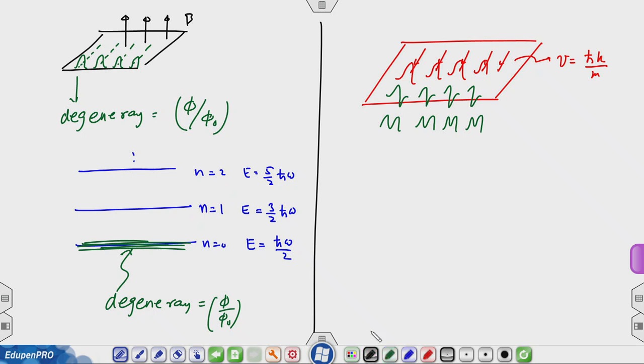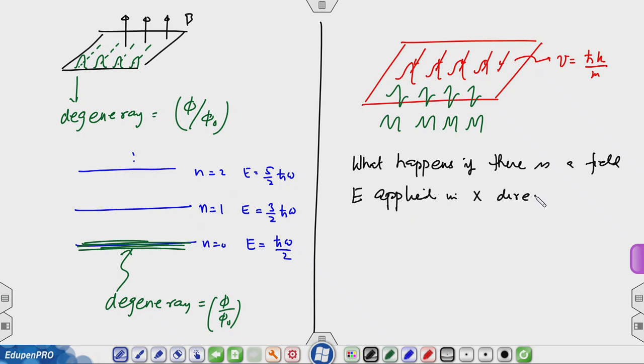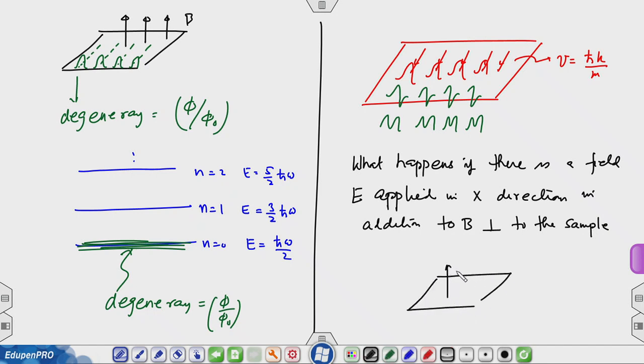So, that is one thing that I have talked about in Landau levels. Now, let us ask the question, what happens if there is a field E applied in x direction in addition to B, perpendicular to the sample. So, what you have is, here is a sample, here is B, and you have also applied an E x.